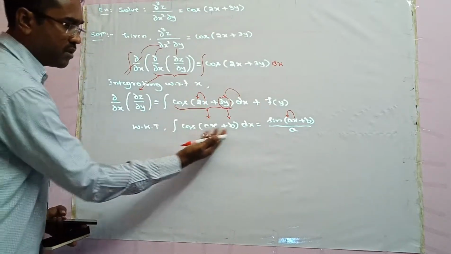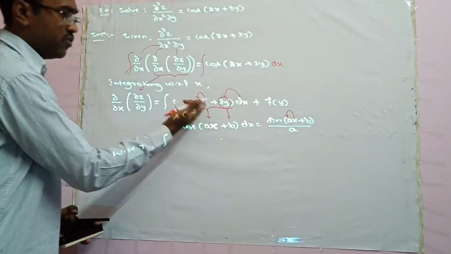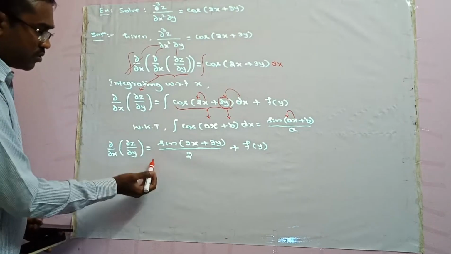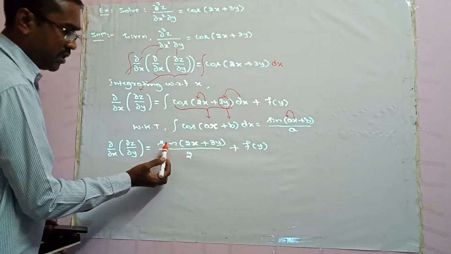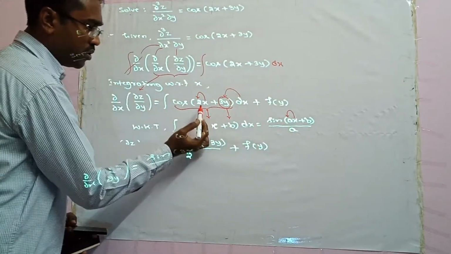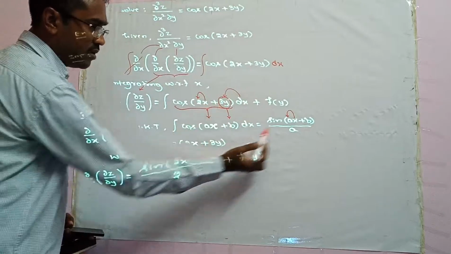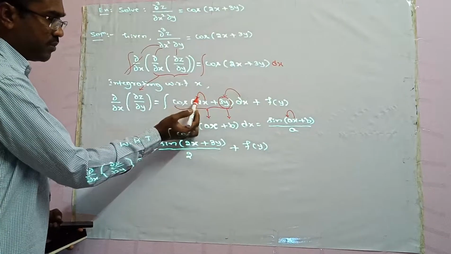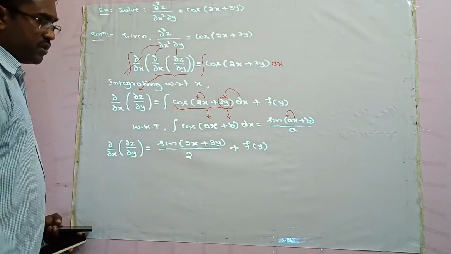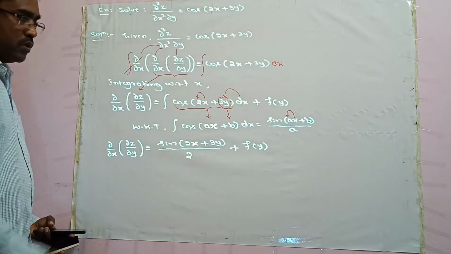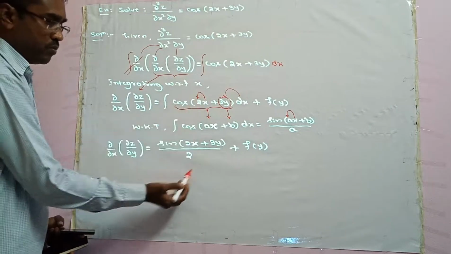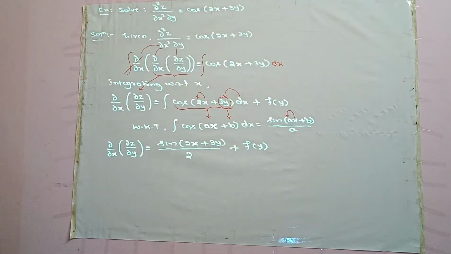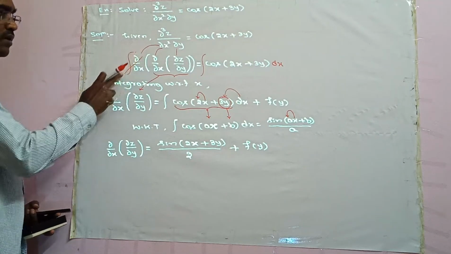Now let us apply this integral formula and write the answer. This is equal to sin of 2x plus 3y, that is ax plus b as it is, divided by the coefficient, that is 2, plus f of y as it is. So we have integrated with respect to x and we have eliminated one derivative.